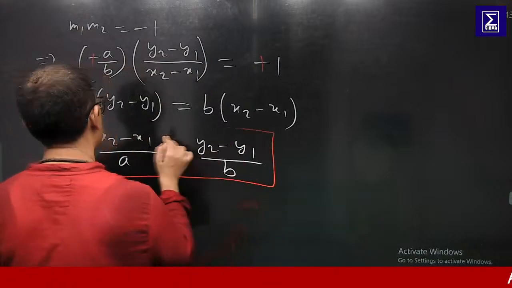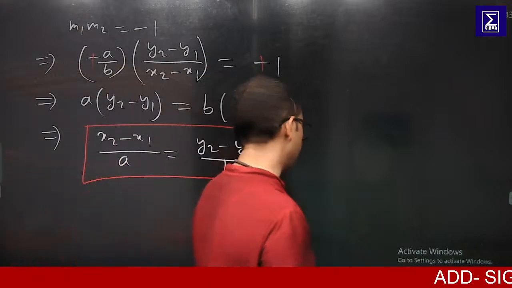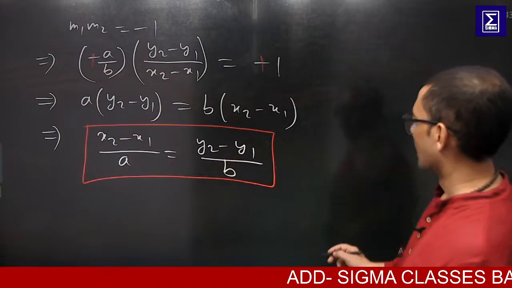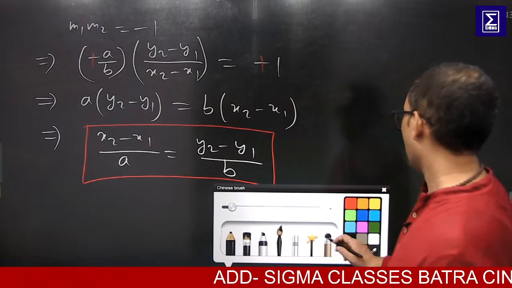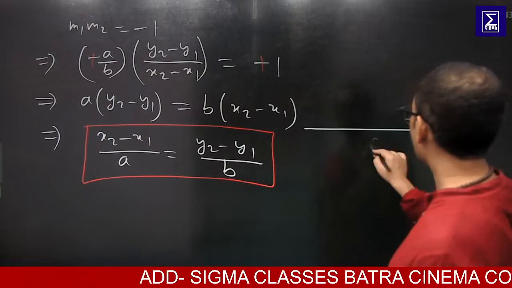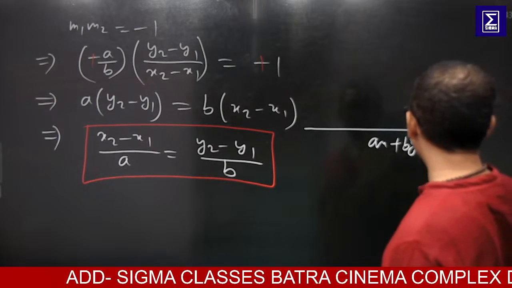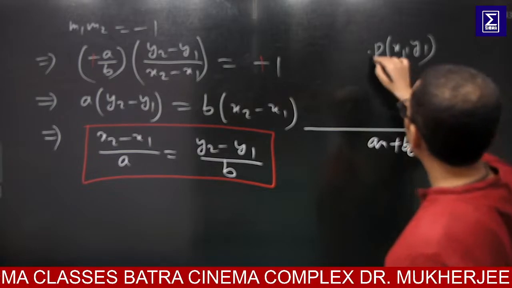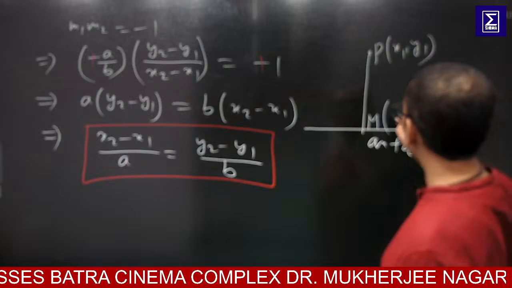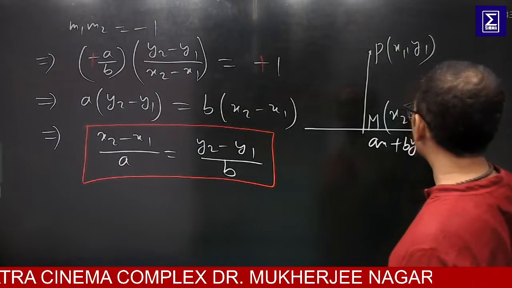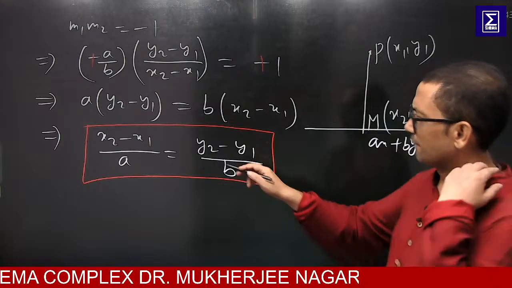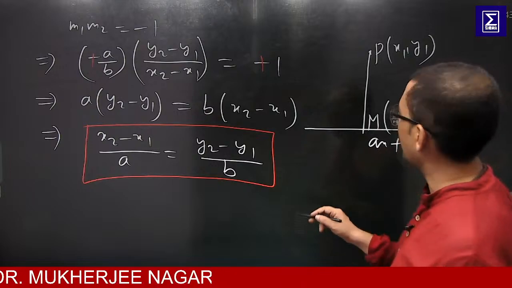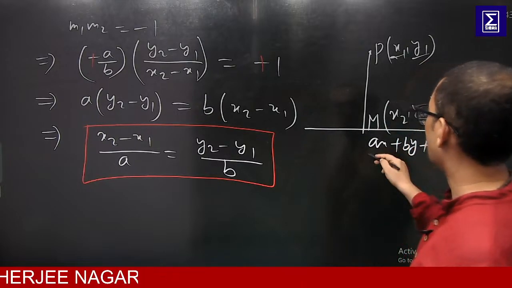This relation is sufficient to get the value of x2 and y2. How? Because this is the straight line ax plus by plus c is equal to 0. This is the point P x1 comma y1. This is the perpendicular. Let the point coordinate of M is x2 comma y2. So from this relation if we want x2 and y2 we can do very easily because we are given x1 y1 and also we are given a and b.